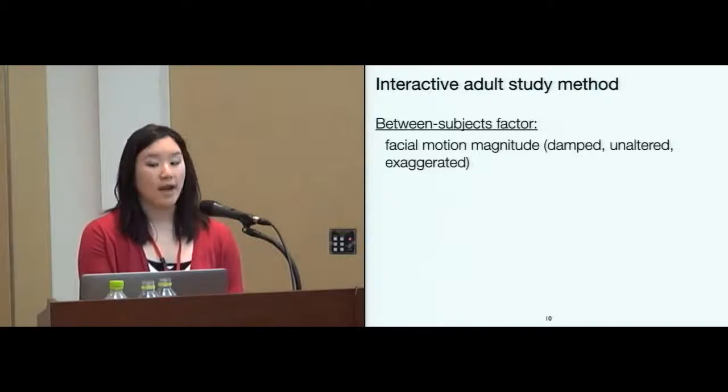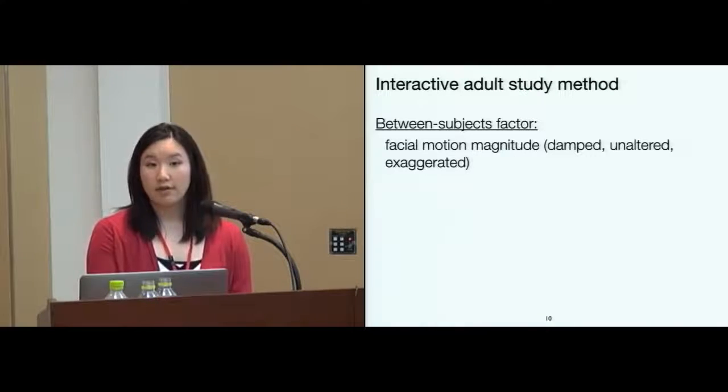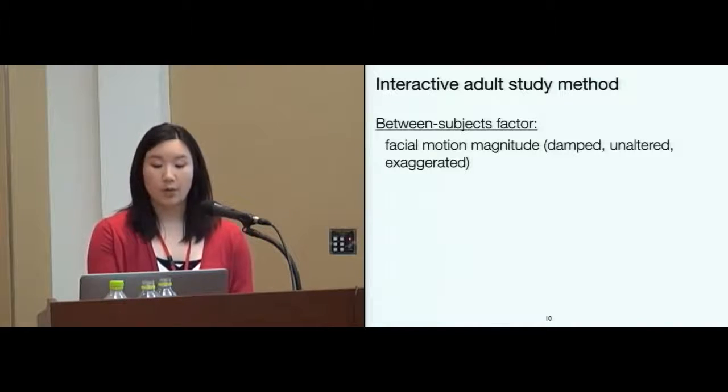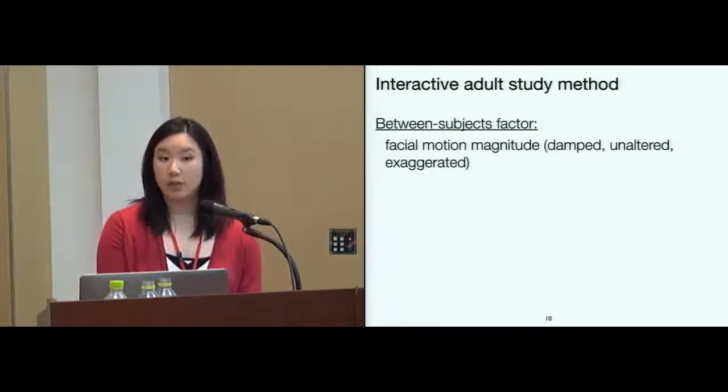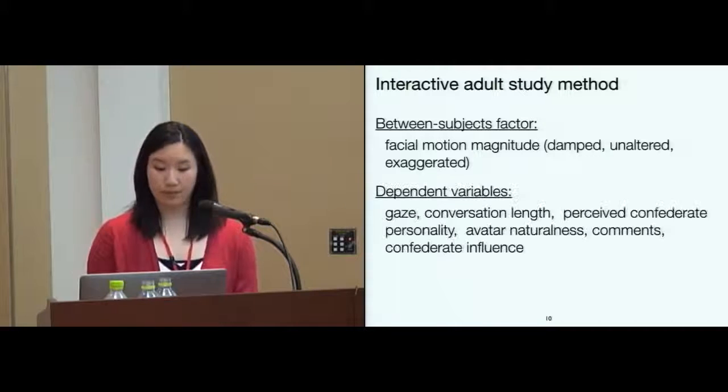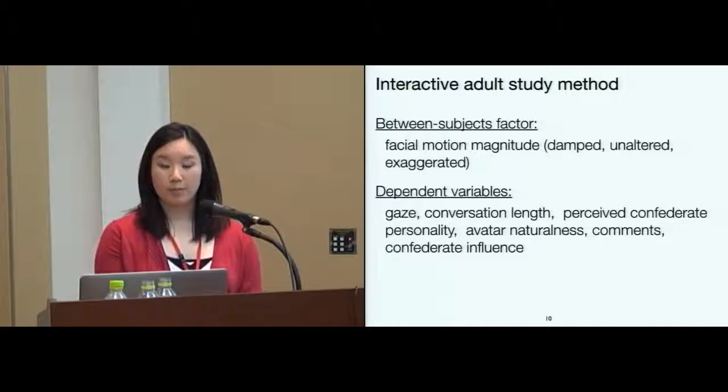Each participant had a single conversation with the Confederate via her avatar. The avatar displayed one of 3 motion levels during the conversation. We collected information about the participants to use as control variables, and this information included things like their age, gender, personality, and computer usage. The dependent variables were based on participants' behaviors and self-report ratings.